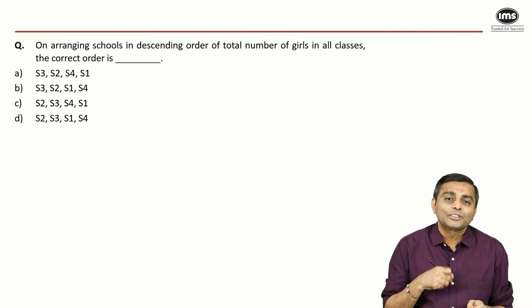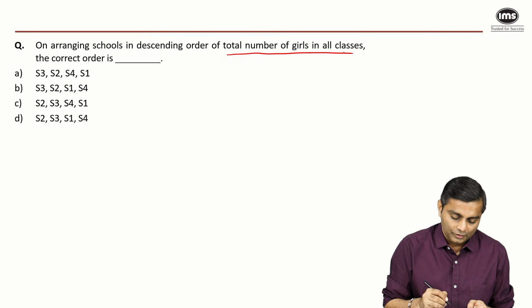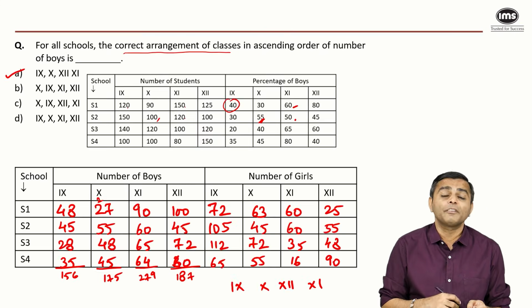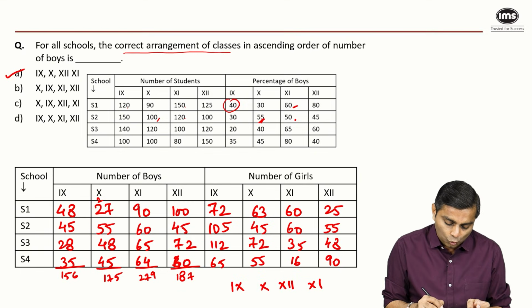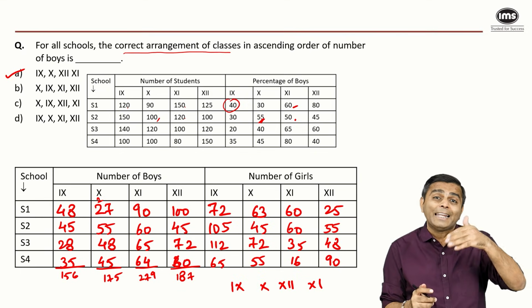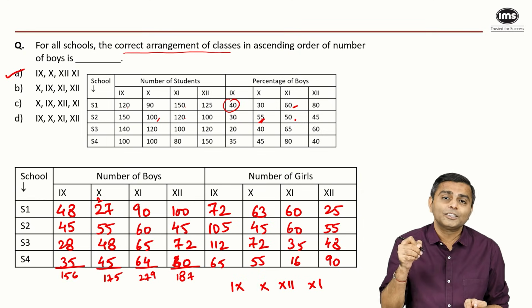Moving on to the next question now, arranging schools in the descending order of the total number of girls. Descending order, and we have to arrange schools. Let me just go back to the previous slide where we calculated the number of girls. We will now calculate a school-wise girl total, not standard-wise total. So school-wise, we are going to now add rows, and we have to then arrange schools in the descending order.